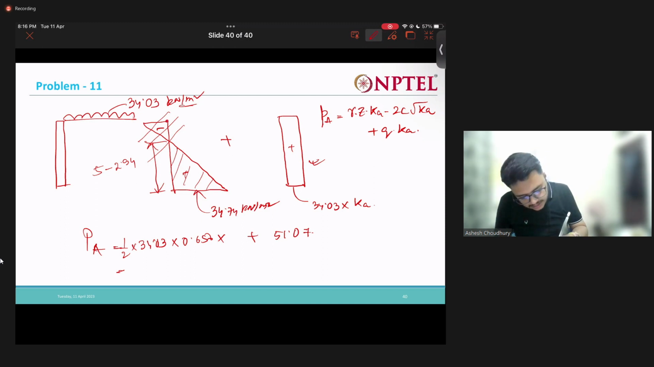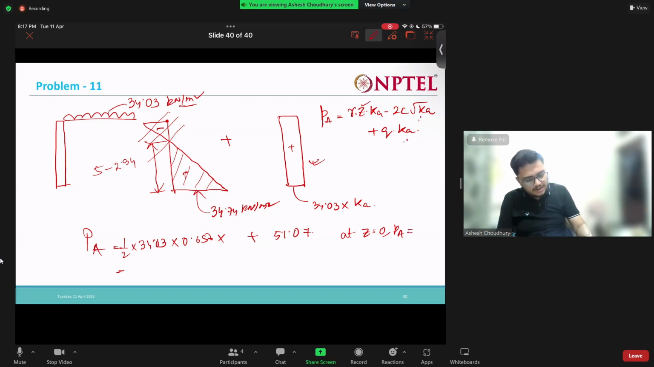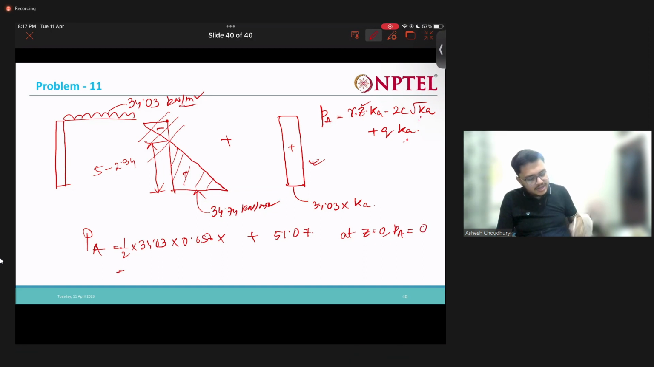So here at Z equal to 0, what is PA? This term is 0. These two are equal. So at Z equal to 0, PA is 0. Okay. Now at Z equal to Z naught, let us see what it will be.